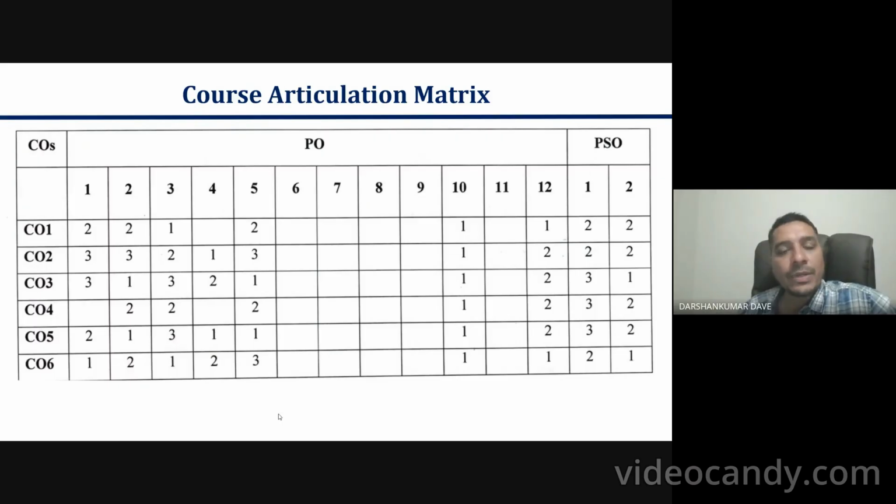So if you have PSO, it should be included in the matrix. If you don't have it, it is fine. The course articulation matrix is prepared for each and every course. How is it prepared? The cells obtained by these columns and rows are filled with the numbers, either 1, 2, or 3. How these numbers are designed, let us see. Look here, as you can see, there are several cells which are empty, and that is perfectly fine, right?